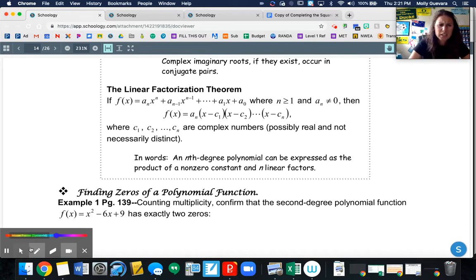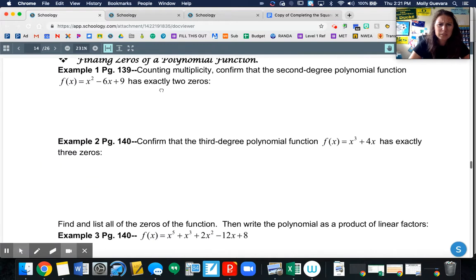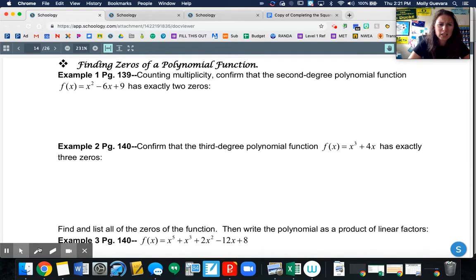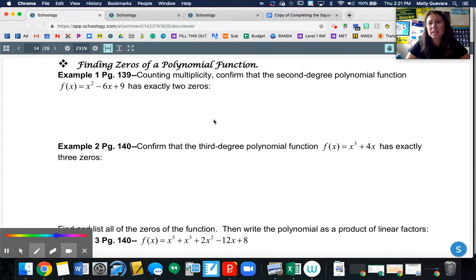We're just going to look at a couple examples here, and get going into it, mainly because you guys know how to do all the math on these already. It's just, like I said, putting multiple things together. Example 1 says, counting multiplicity, confirm that the 2nd degree polynomial function f of x equals x squared minus 6x plus 9 has exactly 2 zeros.